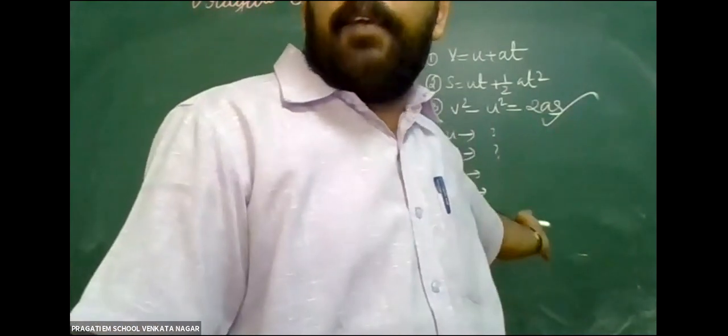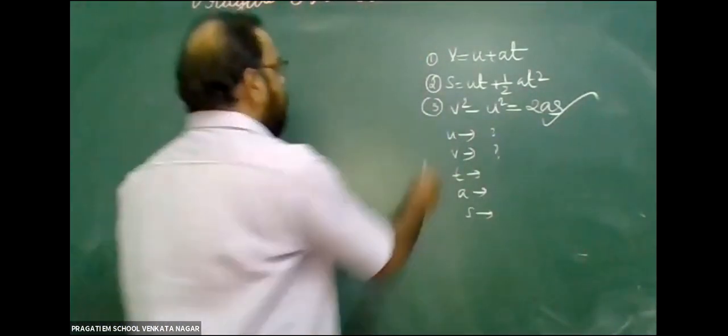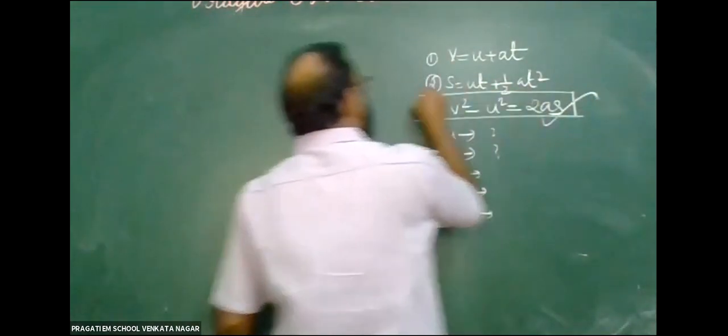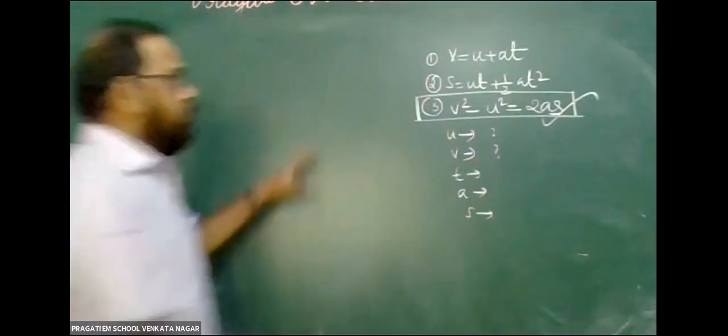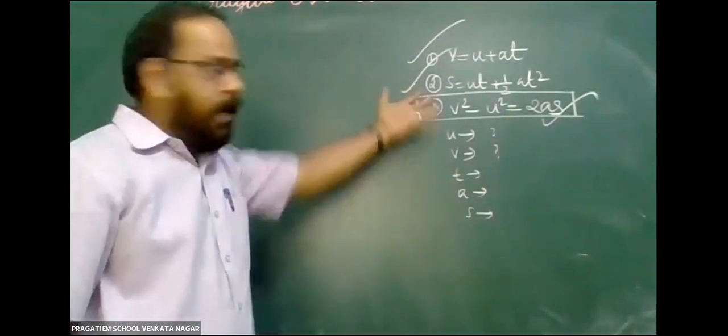Okay, children, that is the same one. I just wrote the equation. I am going to explain it. Please wait. Okay, let us come to the third one. First one derivation completed. Second one derivation completed. Now we are going to derive the third one.